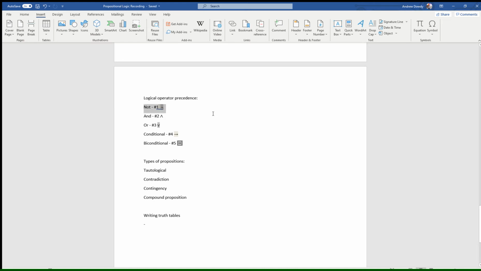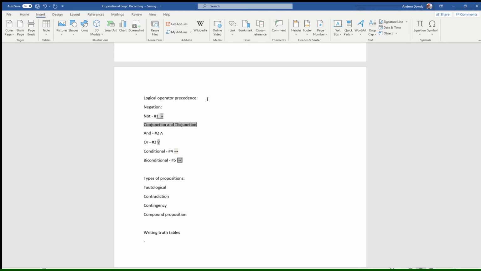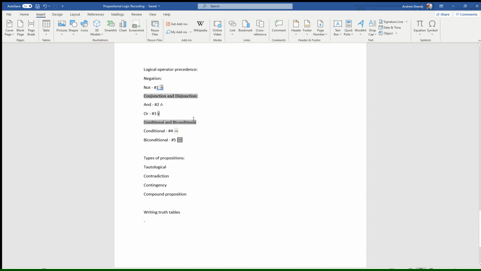The first to be considered is our negation operator. After that, the and, or the conjunction and disjunction, are considered. Conjunction first, and then conditional and biconditional. Now, we're going to discuss this a bit more later and actually apply it, but for now, it's useful to know this. Moving on to types of propositions.